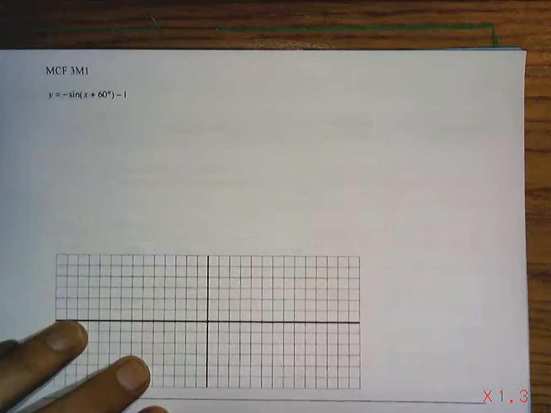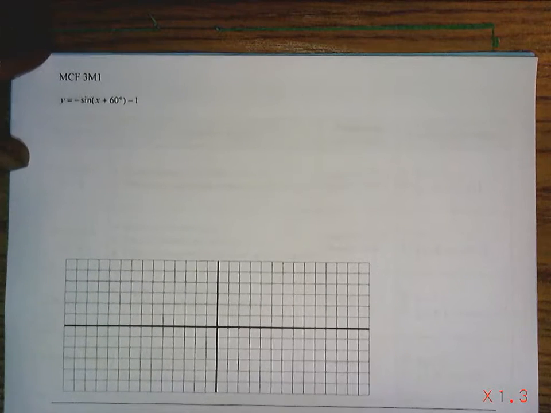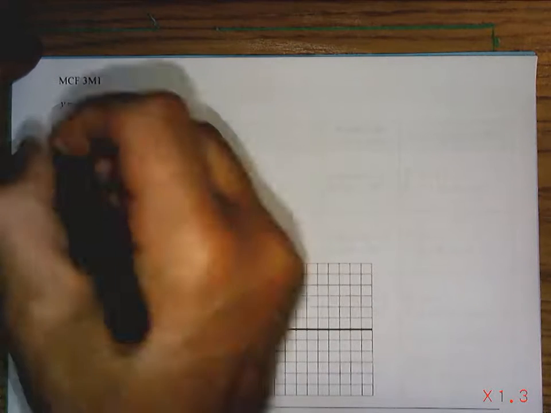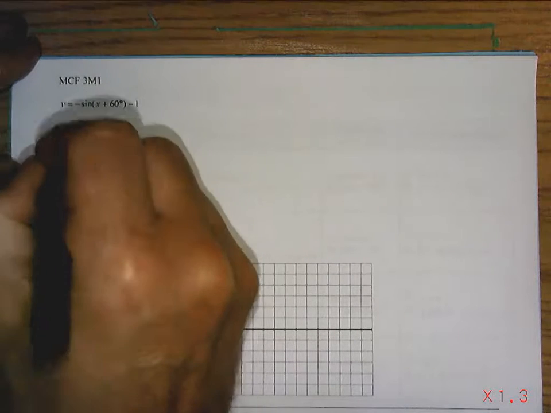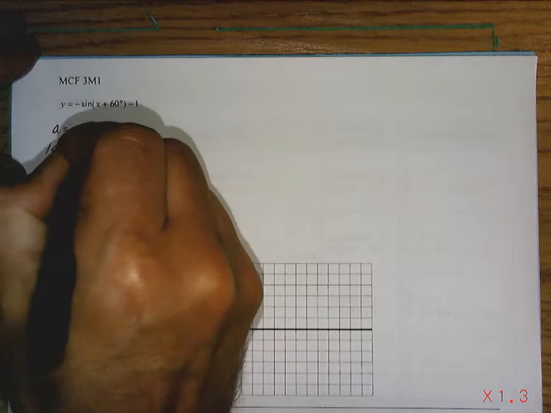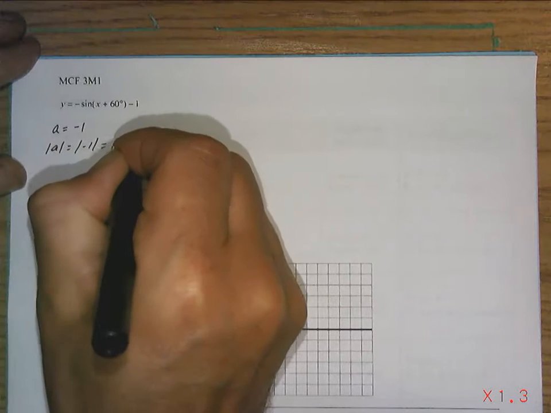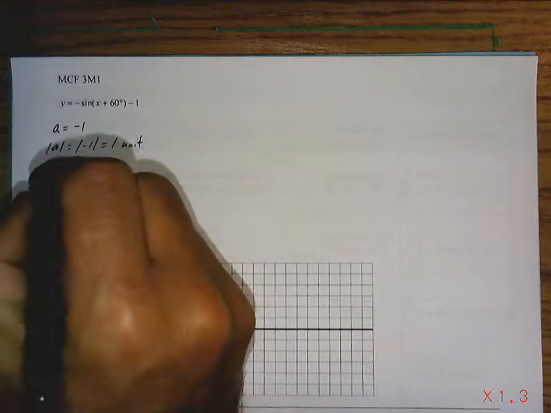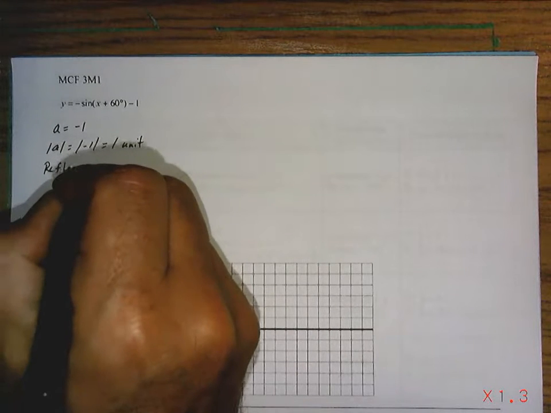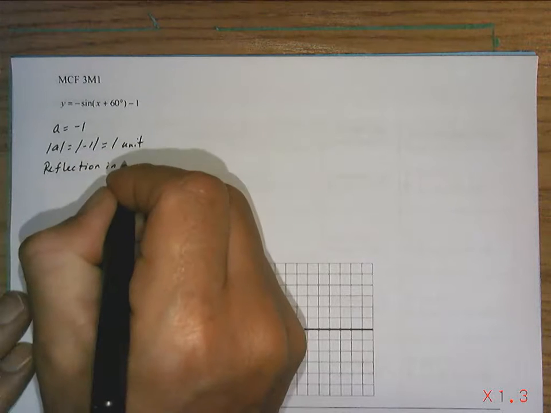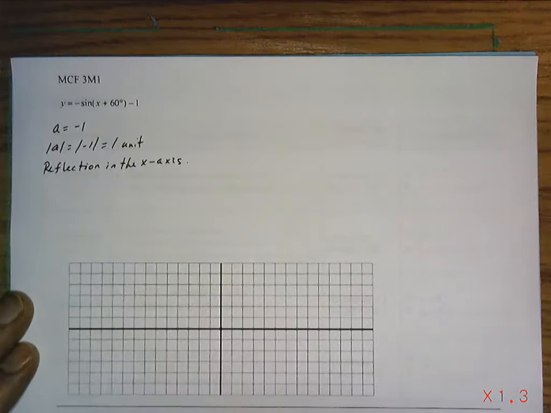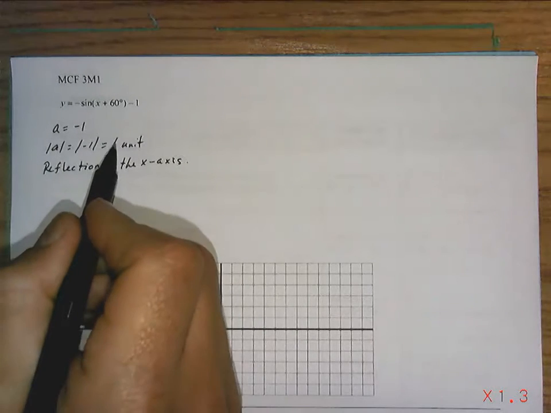Okay, so back to example 2. Let's see what we got going on here. We got y equals negative. So right off the bat, if I'm going to state what my transformations are here, I've got an a value of negative 1, which means the absolute value of a is going to equal 1 unit. So there's no vertical stretch here. There is a reflection. It's a reflection in the x-axis. Okay? And we can read right from here that my amplitude's now going to be 1.